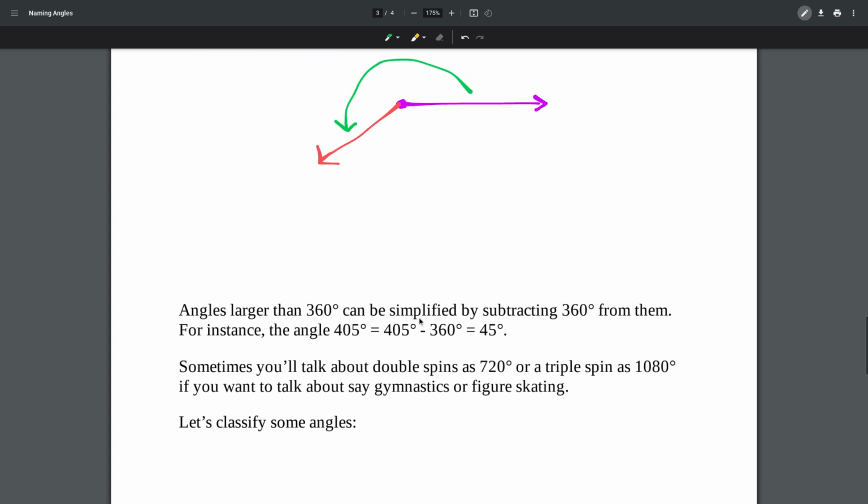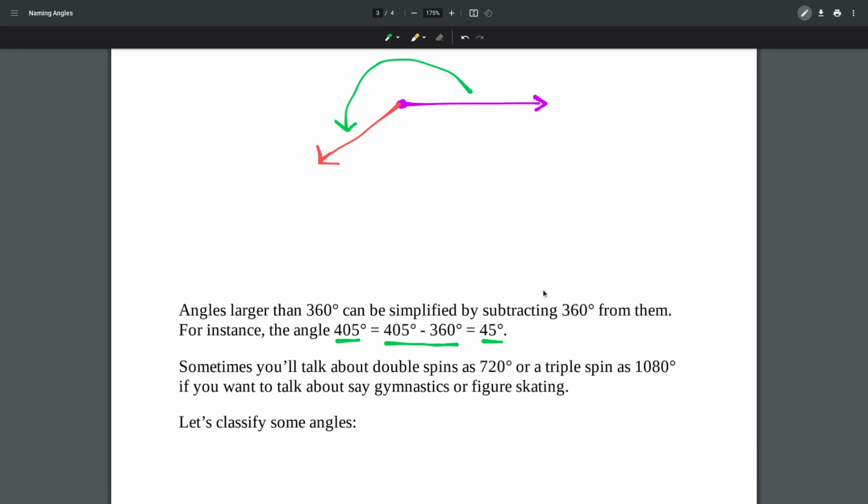Now, angles greater than 360, well, those can be simplified by subtracting. So an example I have is the angle 405 degrees. 405 degrees minus 360 is just a 45 degree angle. Sometimes in athletic events especially, I can think about it like in gymnastics or figure skating, you might have double spins, which are 720, or a triple spin, which is 1080. And in that case, you wouldn't simplify the angle.